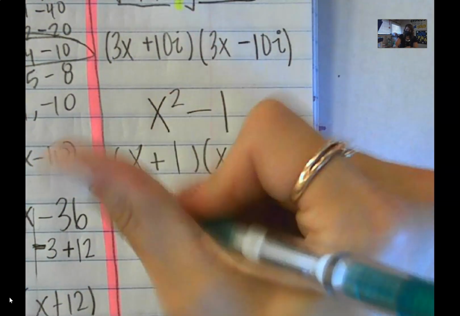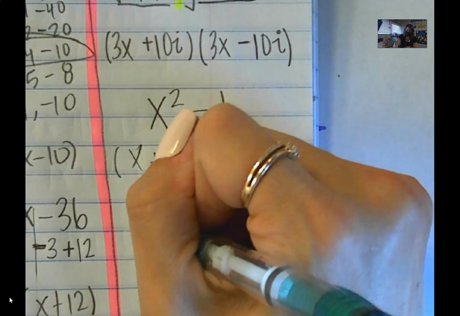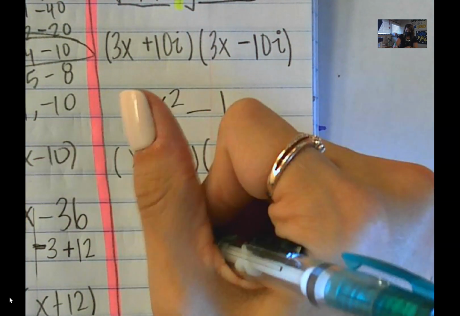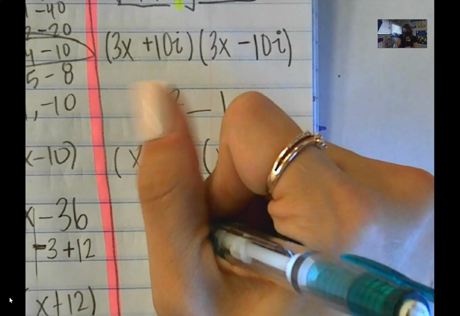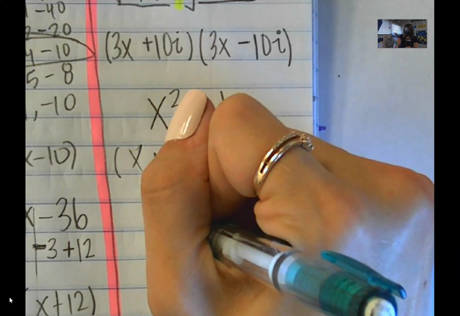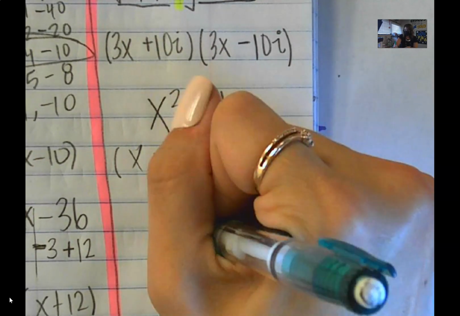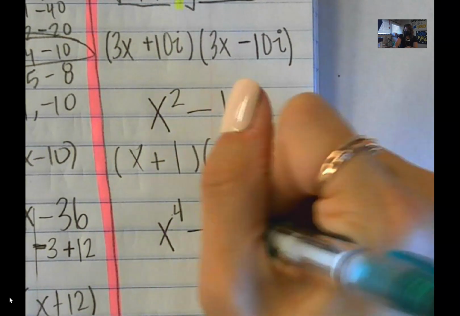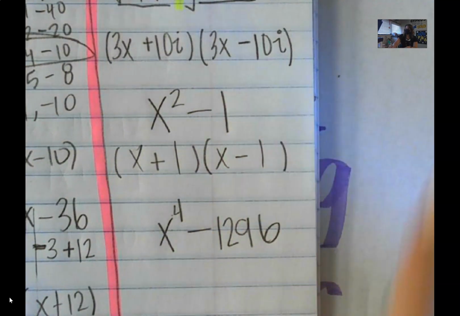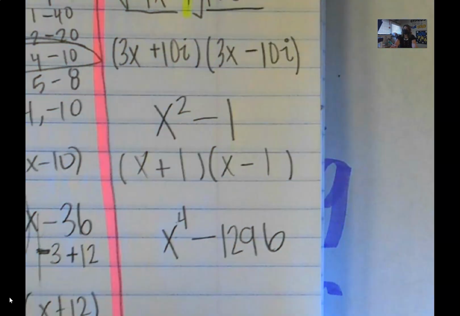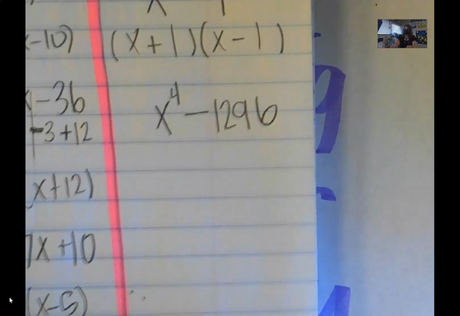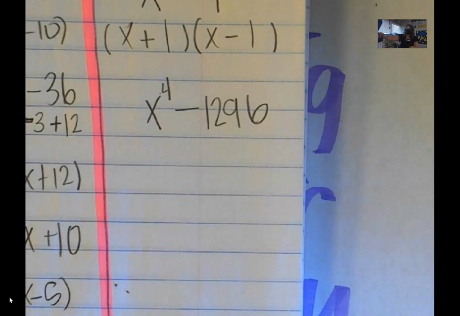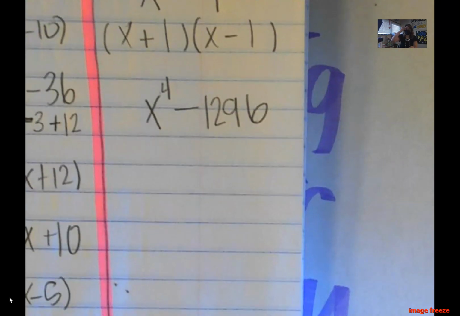Okay, one more of these. Let's do x to the 4th minus 1296. So this one is an extra special binomial.